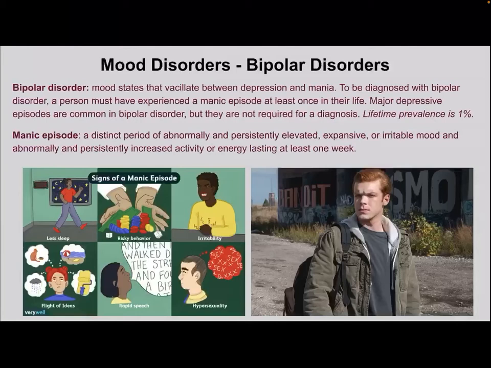You can see all the different signs of a manic episode down here. And this one is not common. It has a prevalence of 1%. Although if you're familiar with the show Shameless, I put a picture of Ian over here. Both Ian and his mom suffered from bipolar disorder and had very erratic behavior during their manic episodes. And I remember the mom at least had definite deep depressive episodes as well.